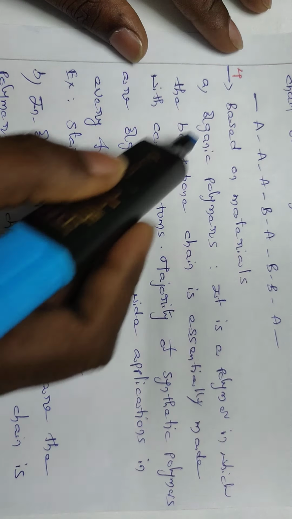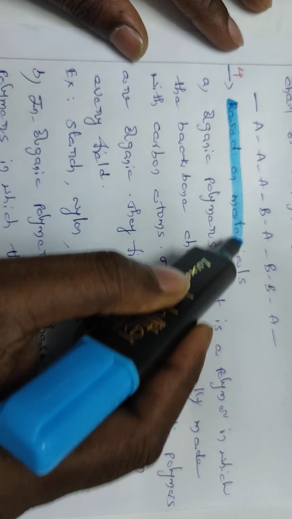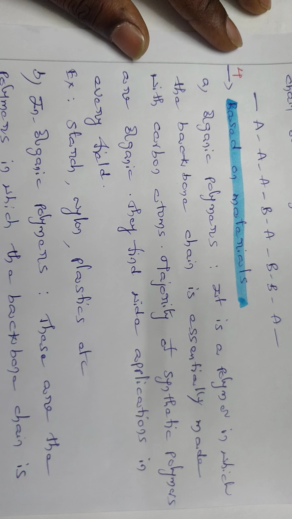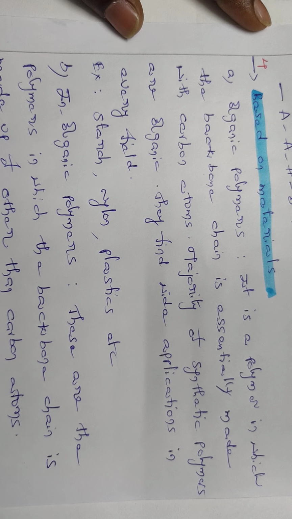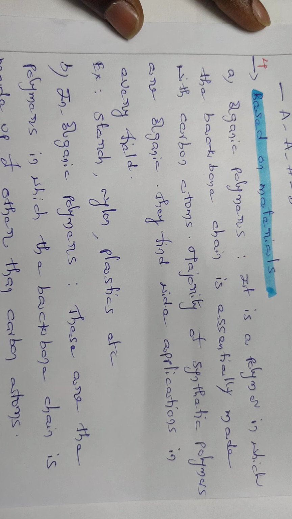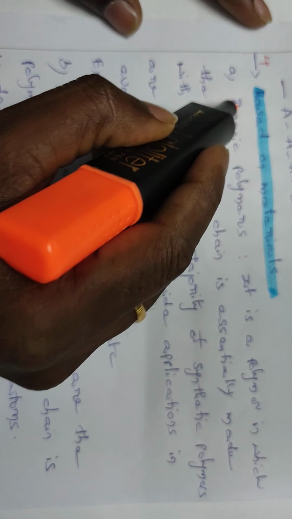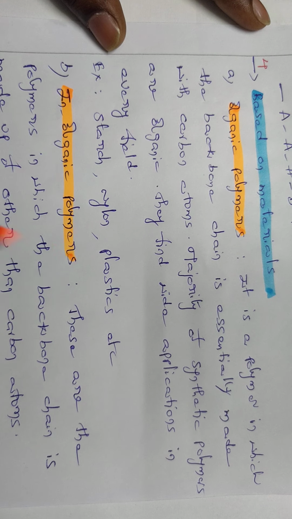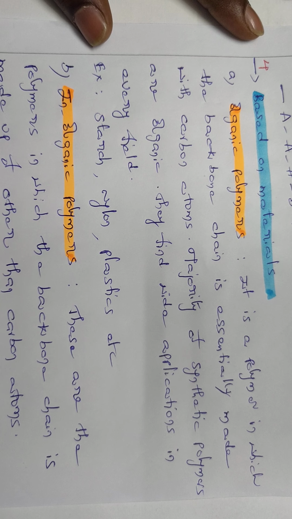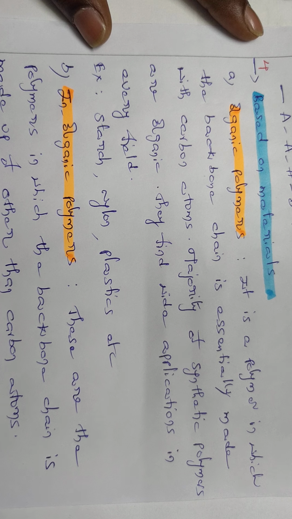Then the next classification is based on materials. Based on material selection, mainly the polymers are classified as two types: organic polymers and inorganic polymers. The first one is organic polymers and the second one is inorganic polymers. So what are organic polymers? The polymer in which the backbone chain is made up of only carbon atoms.